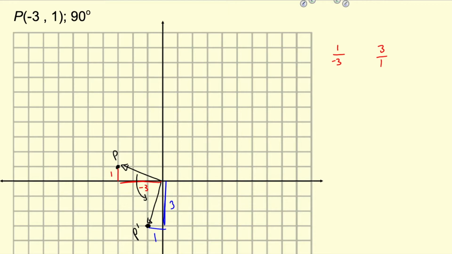We can also look at this as the point P going from (-3, 1). We switch the values to get (1, -3), and we change the sign of the new x, so it becomes (-1, -3).